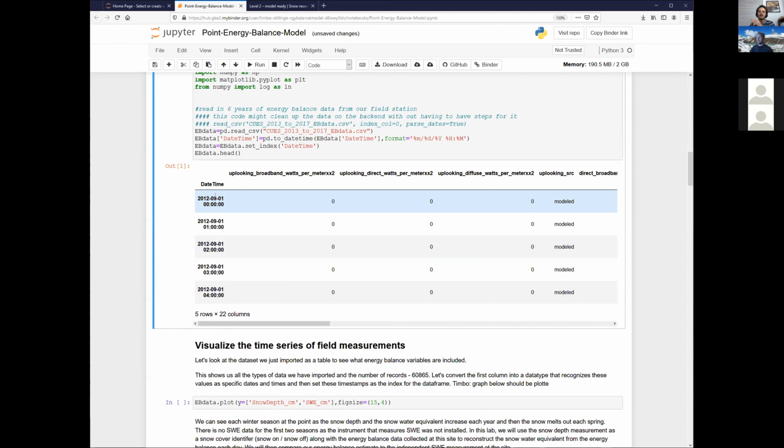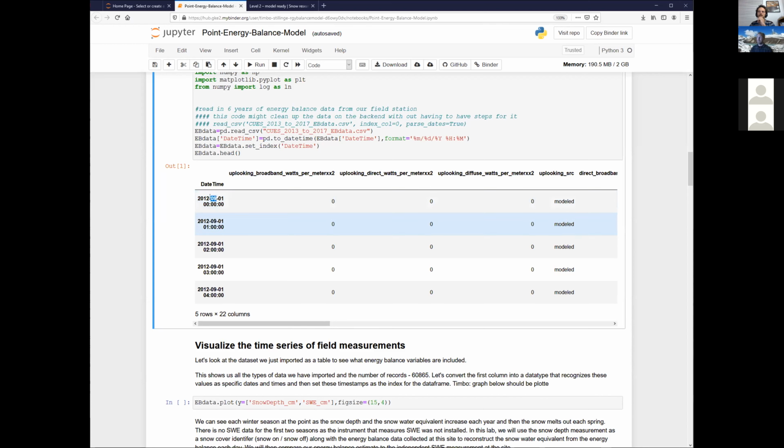The first timestamp in our data set is in September. And at our station, there's usually no snow in September. So you'll see at first that there's lots of zeros, but that's okay. This is just because we're recording at the station prior to any snowfall.